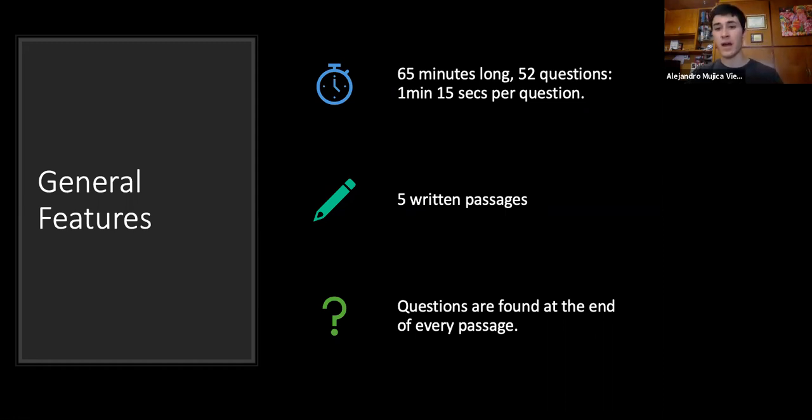You have 5 written passages instead of 4. And you have the questions at the end of every passage, as opposed to in writing where you had them in the middle. So this changes the dynamics of the test a little bit. It gives you more time to go back and read the text, and it also makes it possible to read the whole text and then answer the questions and go back as needed.